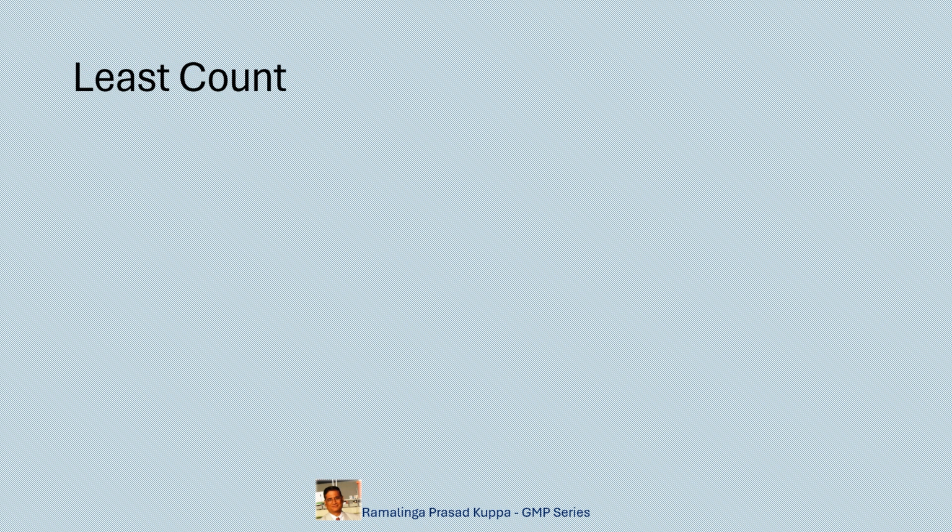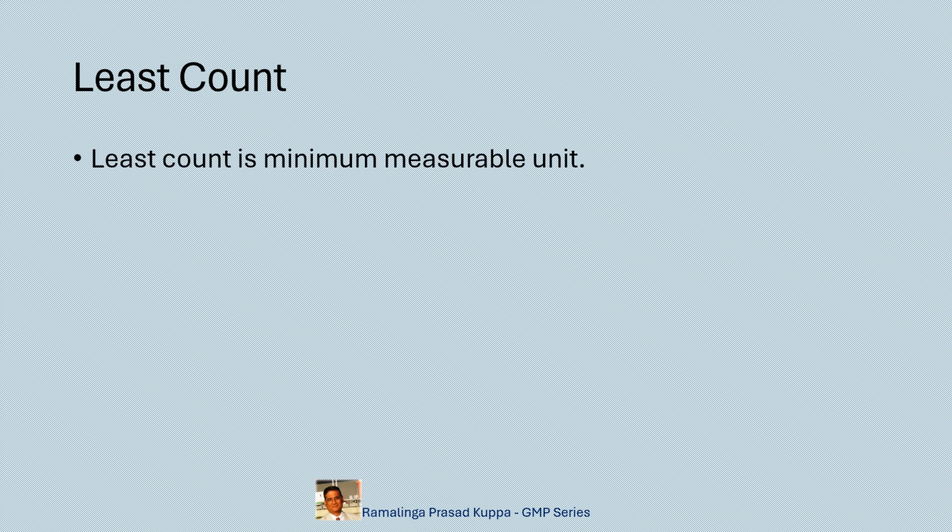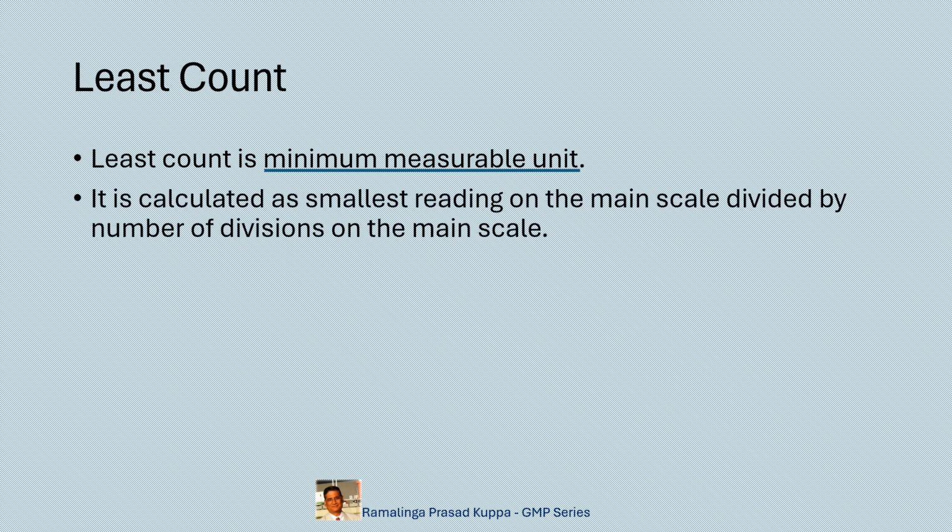Least count. Least count is the minimum measurable unit. Least count is a measure of precision of any scale. It is the minimum interval that an instrument can measure. It is calculated as the smallest reading on the main scale divided by the number of divisions on the main scale.